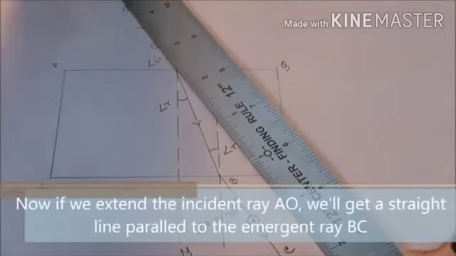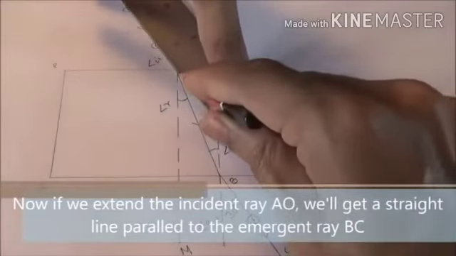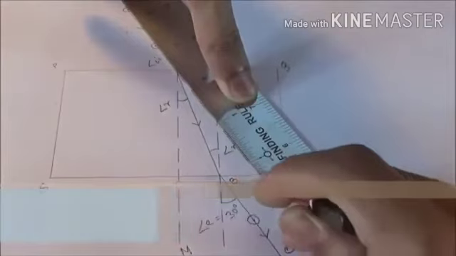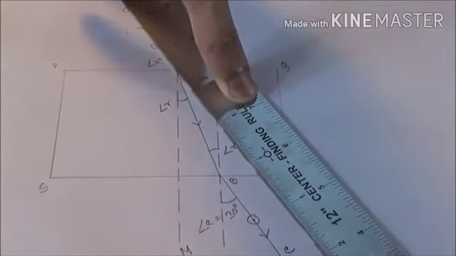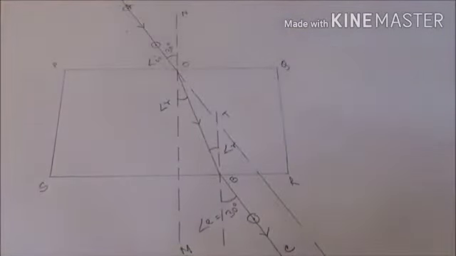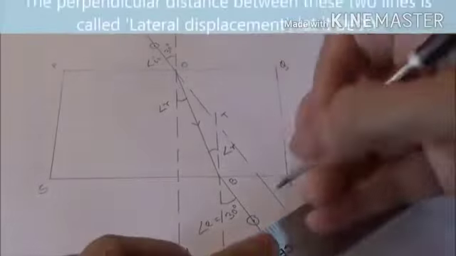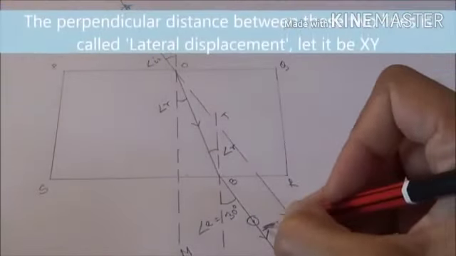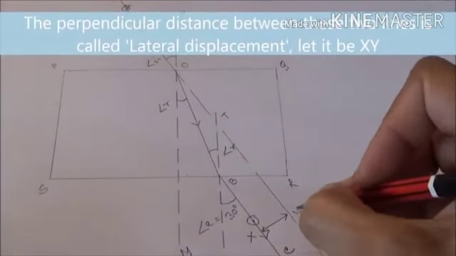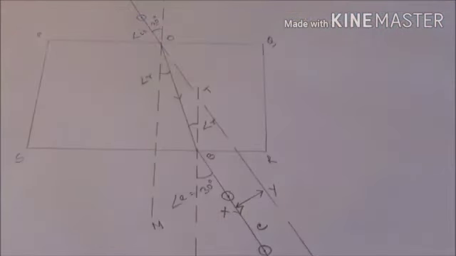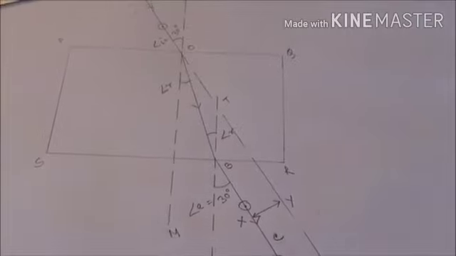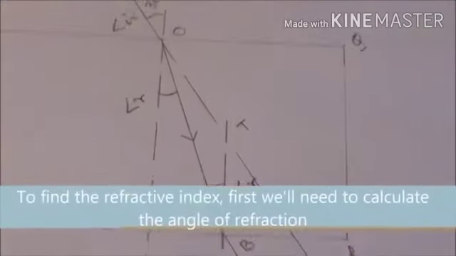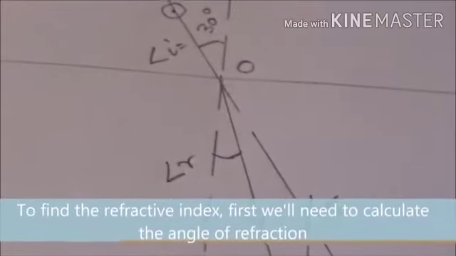See the next one, extend the incident ray. AO is the incident ray, and that AO ray is extended. Then find the distance between BC, the emergent ray, and the extended incident ray. The emergent ray and the incident ray, those two rays, are parallel to each other.